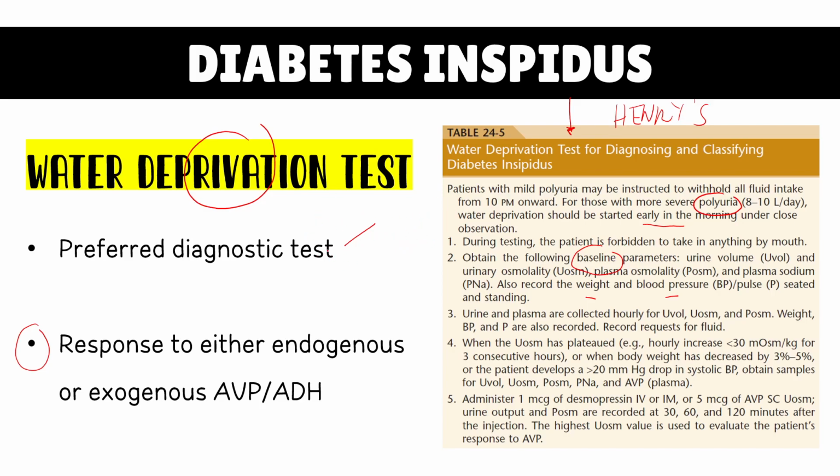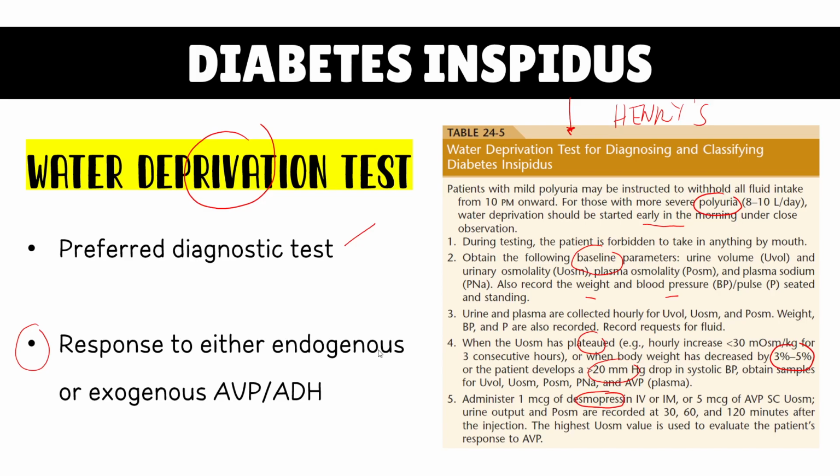And then when your urine osmolality has plateaued, or when our body weight has decreased by around 3 to 5%, or the patient will already develop a drop in our blood pressure, then obtain na naman po tayo ng mga samples na kailangan. And then administer 1 mcg of your desmopressin, IV or IM, so either intravenously or intramuscular. And then, ayan, urine output and plasma osmolality are recorded at 30, 60, and 120 minutes after the injection. Highest urine osmolality value is used to evaluate the patient's response to ADH.